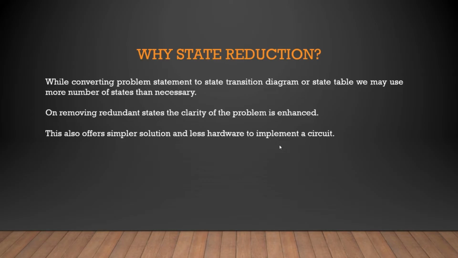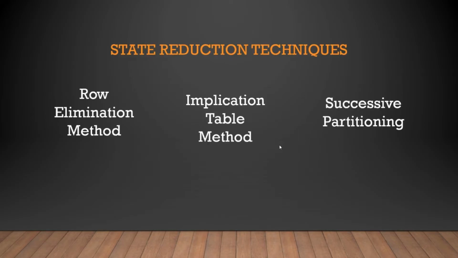So, having said that, let's look at the various techniques that are involved in state reduction. There are basically three techniques. The first one is called the row elimination method. The second one is called the implication table method. The third is called successive partitioning. Today, we are going to look at the row elimination method.